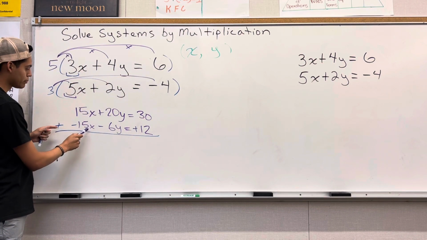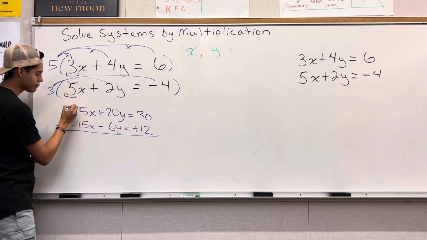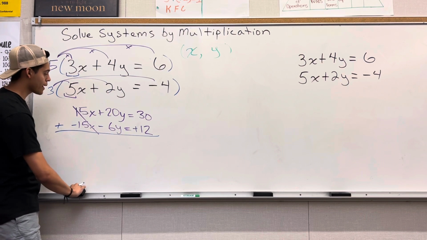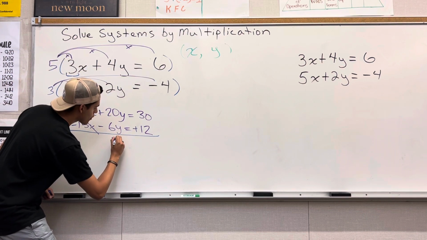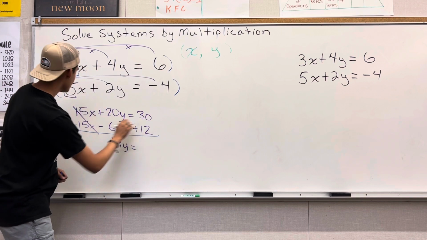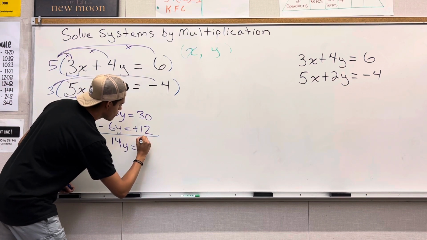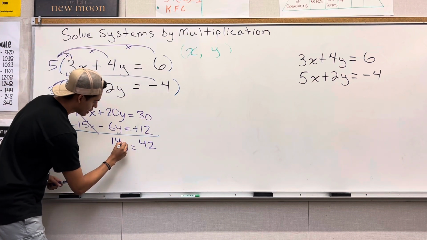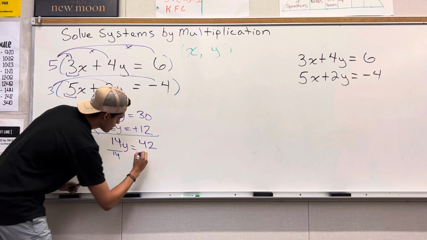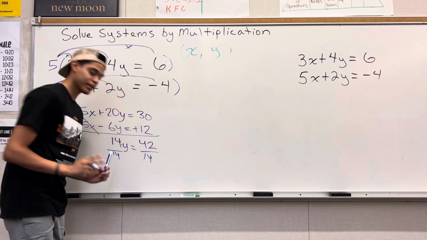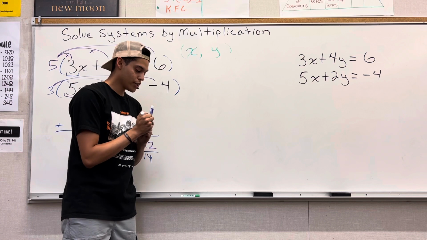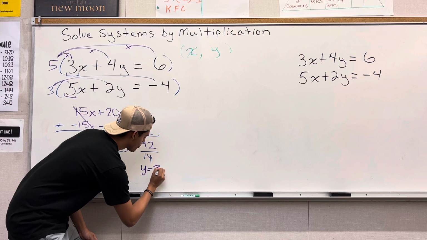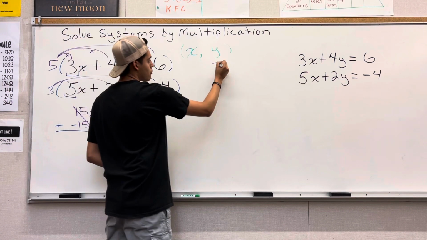Now 15x plus negative 15x goes away and turns into 0. Then 20y plus negative 6y gives you 14y, and 30 plus 12 gives you 42. Because this is multiplication, you divide by 14 on both sides. You might not be able to do this in your head, and that is perfectly fine. Make sure you have a calculator with you so you can solve it. 42 divided by 14, you have y equals 3, and that is your y coordinate.